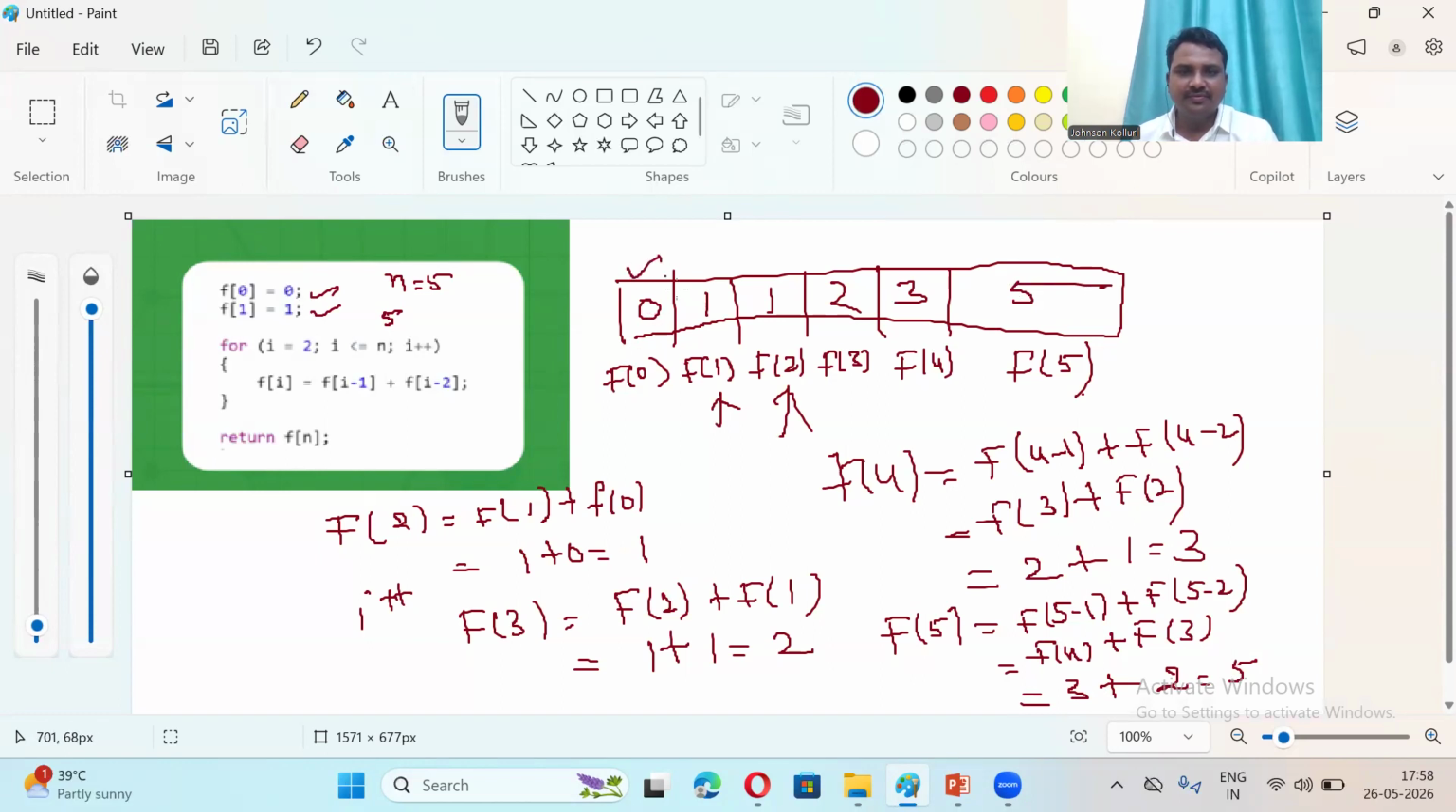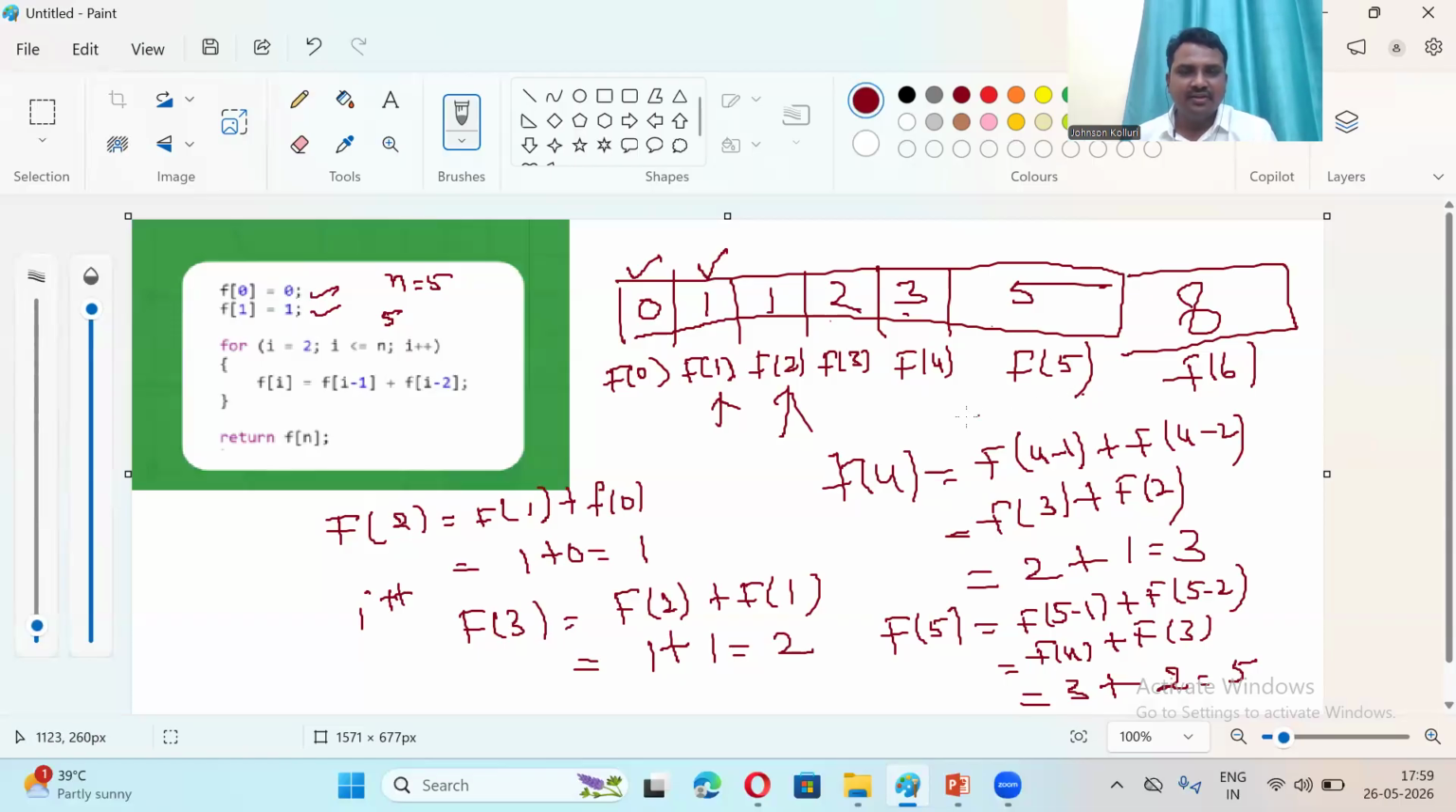Okay, f of 0 is 0, f of 1 is 1, f of 2 is 0 plus 1, 1. F of 3 is 1 plus 1, 2. F of 4 is 2 plus 1, 3. Then f of 5 is 3 plus 2, 5. If you want f of 6, the last two values give 8. So like that we can calculate the values.